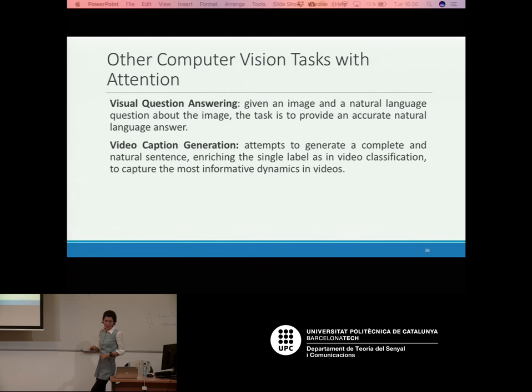Other applications in computer vision with this encoder-decoder architecture would be visual question answering, where you have an image and a natural language question about the image, and the task is to provide an accurate language answer. The main challenge of this type of multimodal application is that sometimes it's easier to just take the natural language question and provide an answer. The big challenge here is to take advantage of the image information. But the multi-source attention that I have mentioned would work, where you have image and text and you put attention on both of them. Then there is video caption generation, which attempts to generate a complete natural sentence for videos.